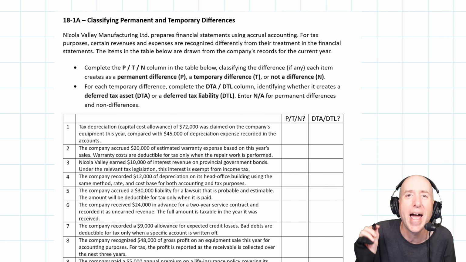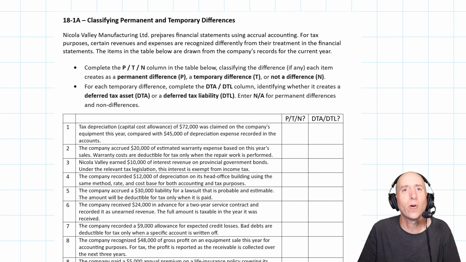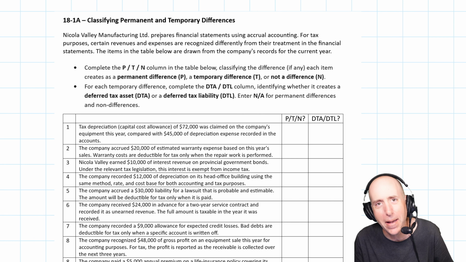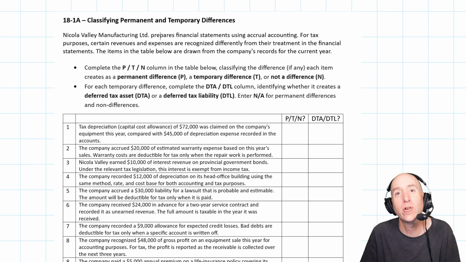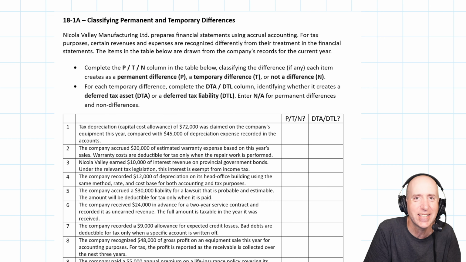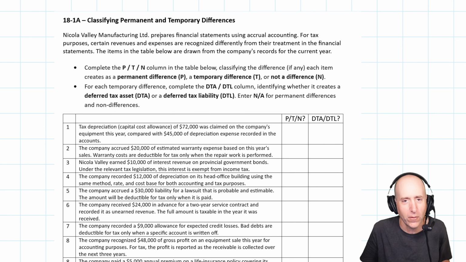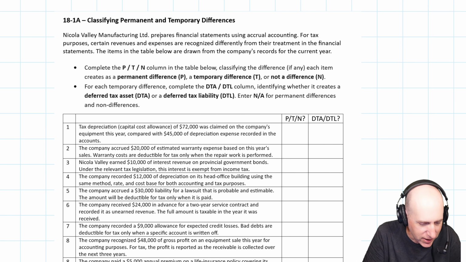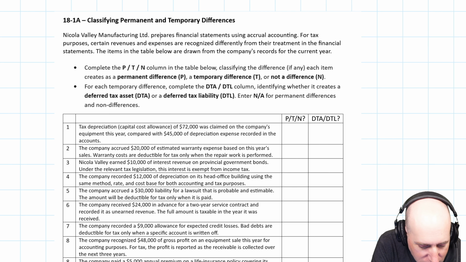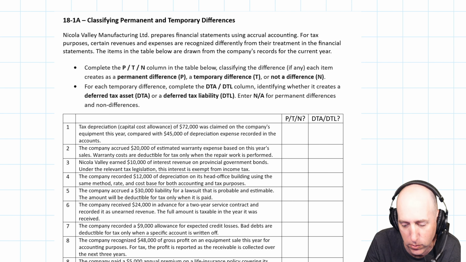Let's jump into problem 18-1A. We're looking at permanent versus temporary differences, and temporary differences create deferred tax assets and deferred tax liabilities. The best way to learn those is to do examples. Let's jump into it. Nicola Valley Manufacturing prepares financial statements using accrual accounting.